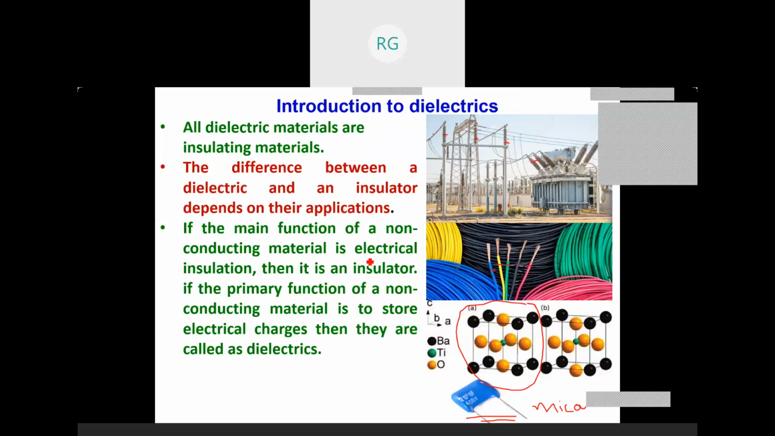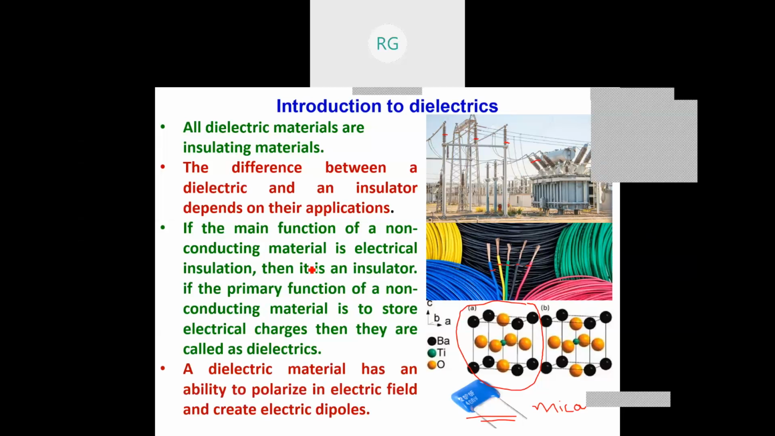Okay. Now we will see what a dielectric material is. A dielectric material is simply defined as an insulating material capable of getting polarized when placed in an external field and induces charges.